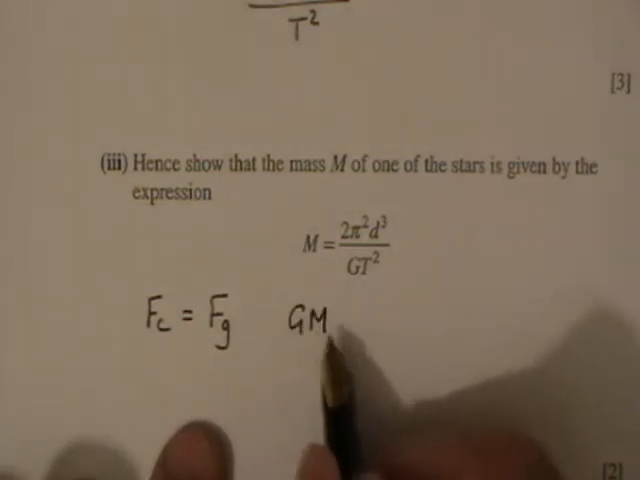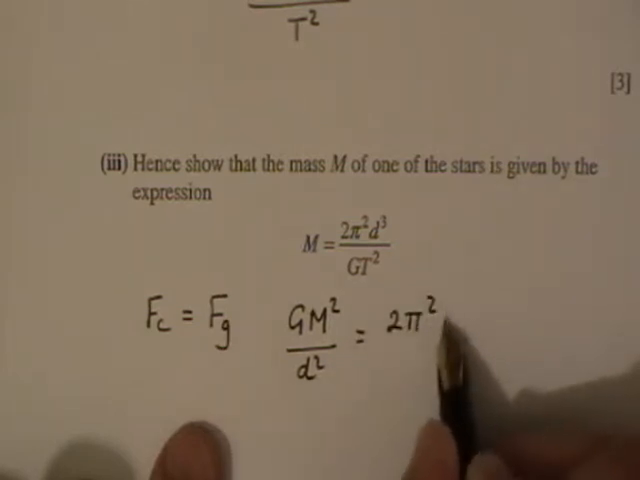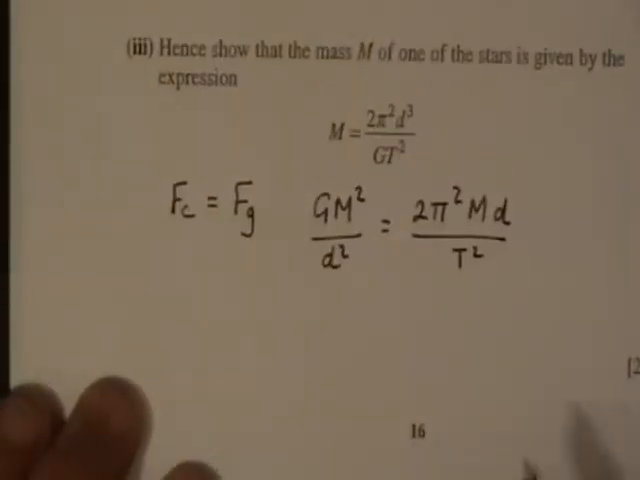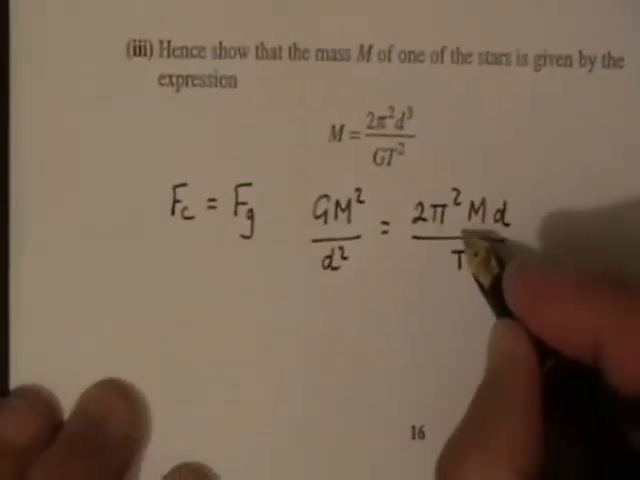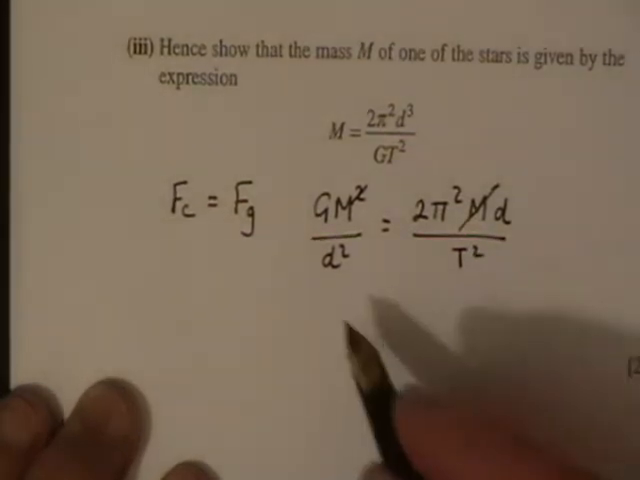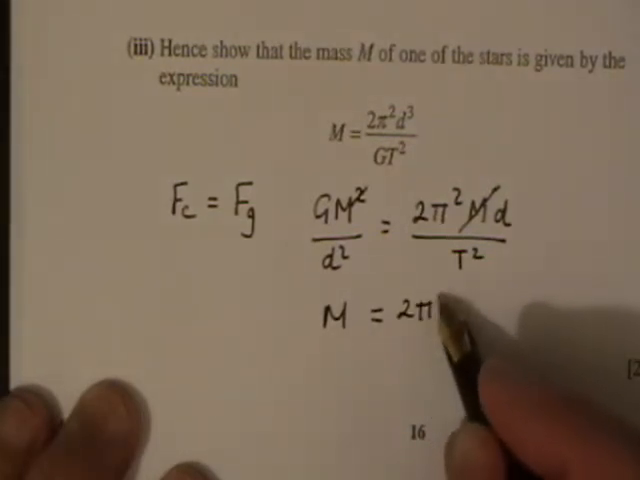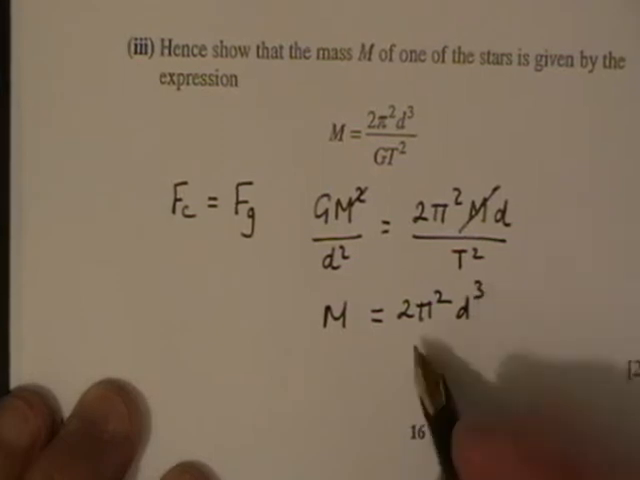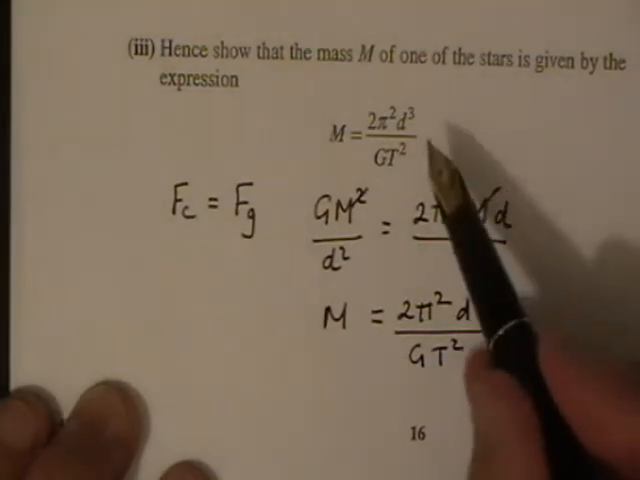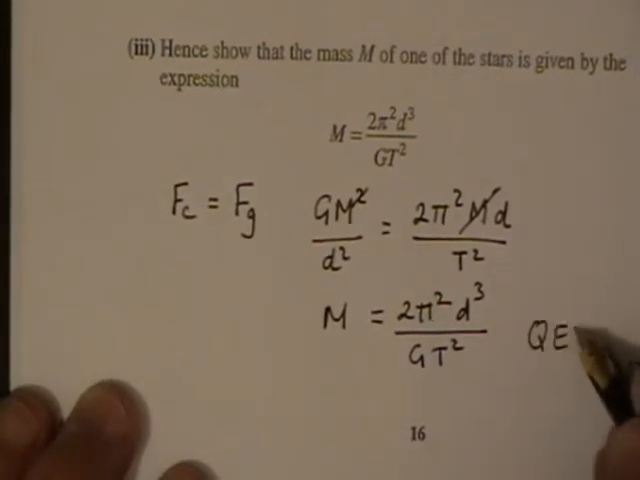So we have G m squared over d squared is equal to 2 pi squared m d over T squared. We're looking for m, so that m is going to cancel across with that m, and that gives us that m is equal to 2 pi squared d cubed over G times T squared, which if we look up here, 2 pi squared d cubed over G T squared is what we were looking for.